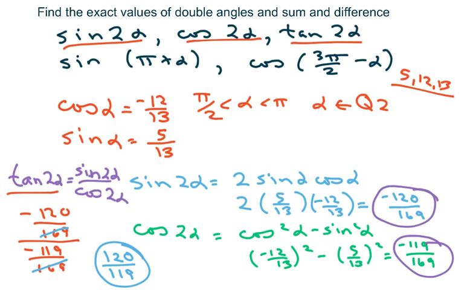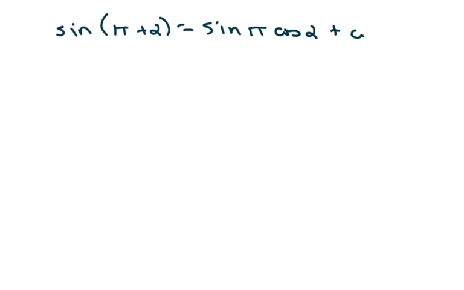So those are my 3 answers for this top line here. Now I have to do the second part, and the second part is sine of pi plus alpha. I'm just going to write this as my formula: sine of pi cosine of alpha plus cosine of pi sine of alpha. Remember, this is your alpha and this is your beta. So I'm just using the formula for that.